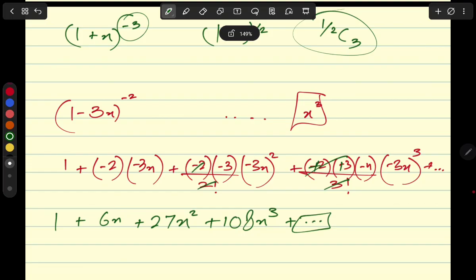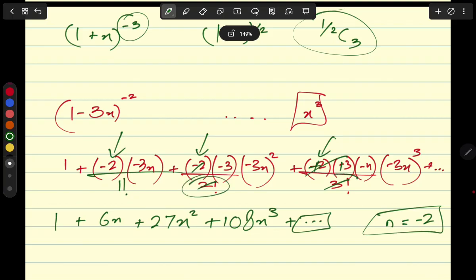So the very first thing I always do, I write down n. So n was negative 2, right? So all the coefficients are going to start from here. So negative 2, negative 2, negative 2, right? So that is important. All the denominators are going to follow a sequence as well: 1 factorial, 2 factorial, 3 factorial, and so on, right?